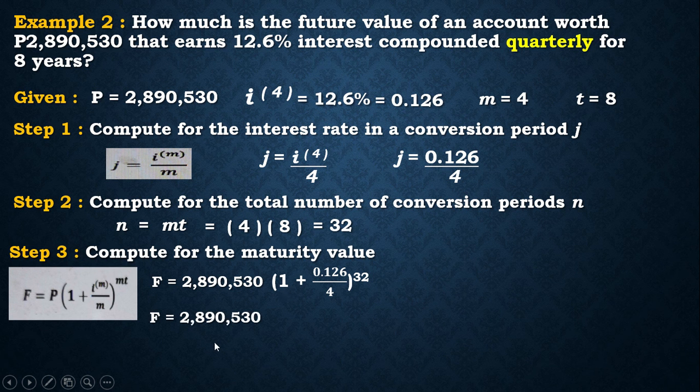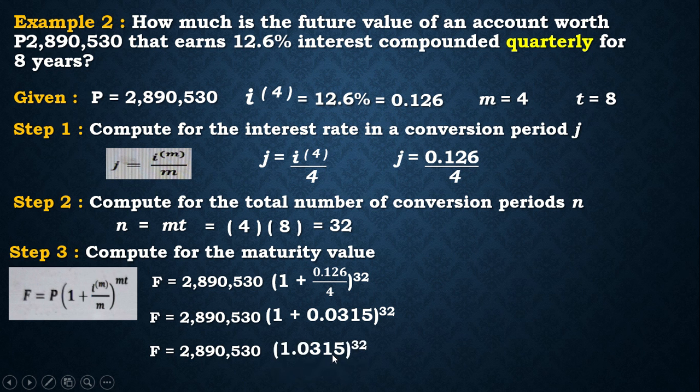So, 2,890,530. So, i-divide po natin yung 0.126 divided by 4, that is 0.0315. Still raised to 32, yung exponent, or yung empty. Okay? Your N. So, again, as is lang tayo, 2,890,530. I-add po muna natin ito. Next step, 1 plus 0.0315. So, naging ganyan na po siya. Ngayon, i-convert po natin ito.